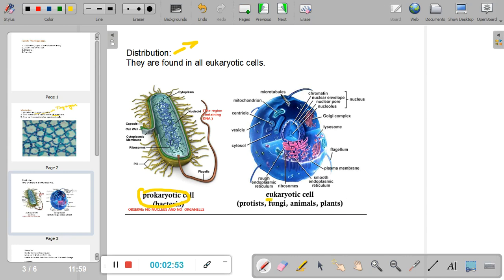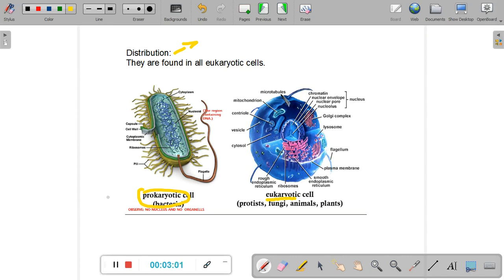Now also let us revise what is the difference between a prokaryotic cell and an eukaryotic cell. Now bear in mind that all the living organisms on our planet are made up of cells. Now cells can be grouped into two major categories, the prokaryotic and the eukaryotic. The eukaryotic cells have structures called organelles inside them. Prokaryotes do not. Prokaryotes do not have organelles.